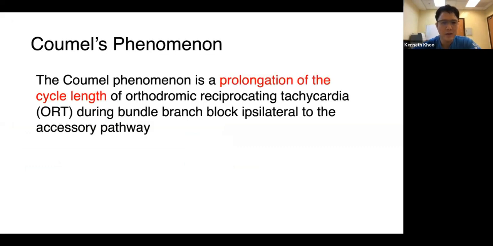So what are the possibilities of these findings? Could this be Kuhlman's phenomenon? So just a recap of what Kuhlman's phenomenon is. It is defined as a prolongation of the cycle length of an orthodromic reciprocating tachycardia, ORT, during bundle branch block that is ipsilateral to the accessory pathway.